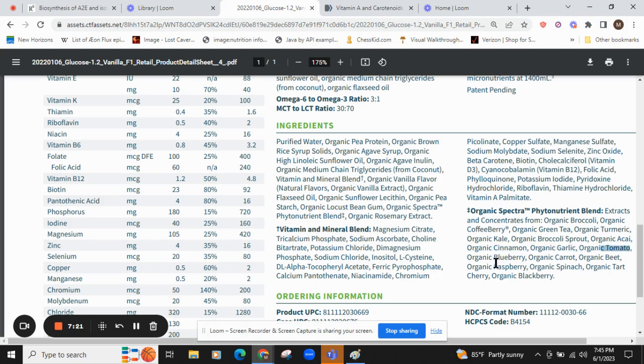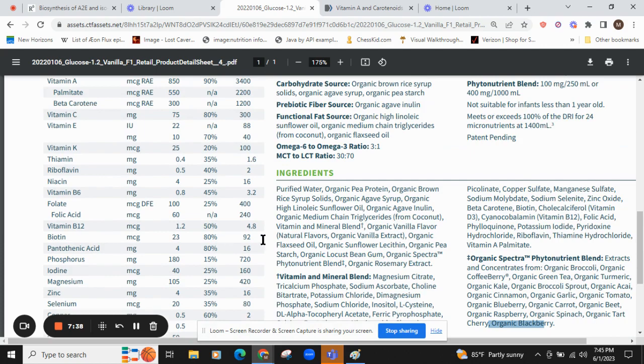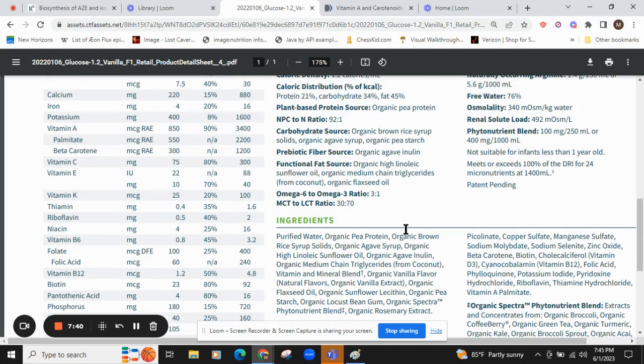Tomatoes are kind of a medium. Blueberries can be high depending on what kind of blueberry. Carrot is high. Beets are high. Raspberries are very high. Spinach is high. Tart cherry, not so much. And then organic blackberry, it's a little bit less than raspberries. But this product has a whole lot of oxalate.